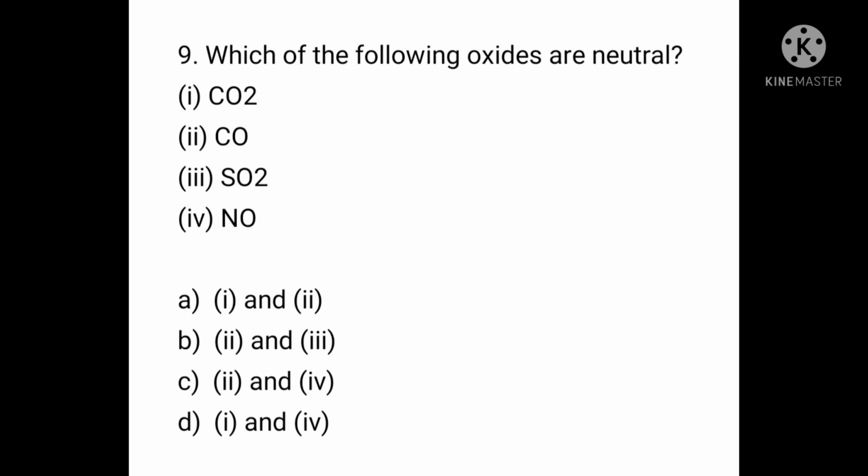Question number 9. Which of the following oxides are neutral? 1. Carbon dioxide, 2. carbon monoxide, 3. sulfur dioxide, 4. nitrogen oxide. Here the correct option is option C 2 and 4. That is carbon monoxide and nitrogen oxide. These two oxides are neutral. That means they have no acidic or basic behavior.